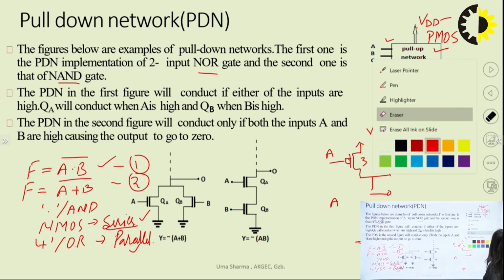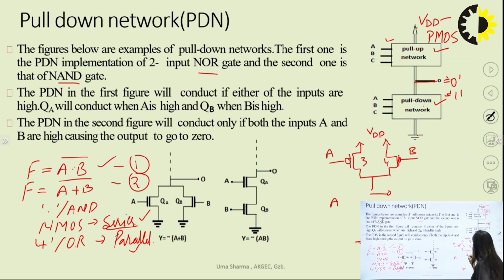NMOS, then easily I can connect it with the input like this. This is the A and this is connected with B. So this is how we can implement a NAND gate using the CMOS logic structure.